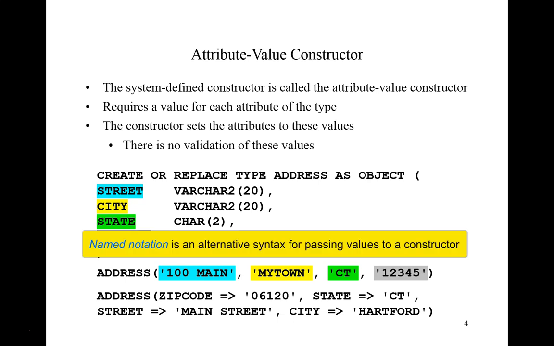Each attribute will be associated with a value. The equal greater than is the association operator. Observe that by using the name notation with the association operator, you're given a little bit more flexibility. The attributes can be supplied values in any order.